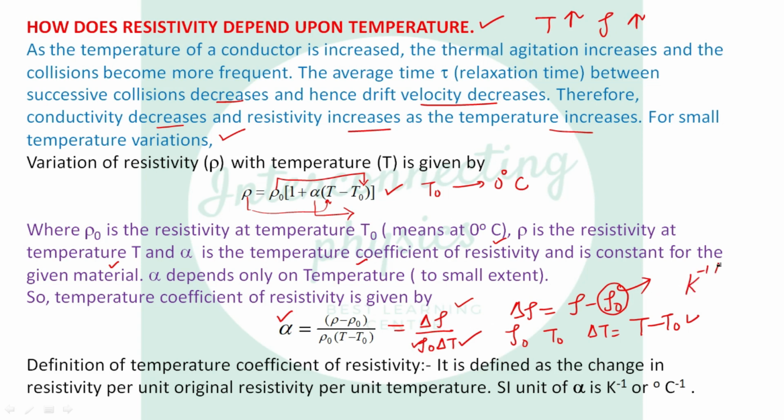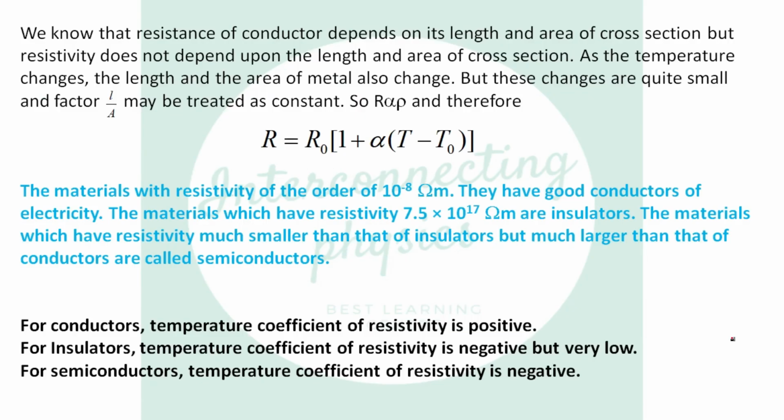Kelvin inverse or degree Celsius inverse. Why? Because the SI unit of delta rho will be ohm meter. The SI unit of original resistivity will also be ohm meter. This ohm meter cancels out with ohm meter and we are only left with the SI unit of temperature, that is Kelvin, and when we take this Kelvin in the denominator, the unit becomes Kelvin inverse, or we can write degree Celsius inverse.